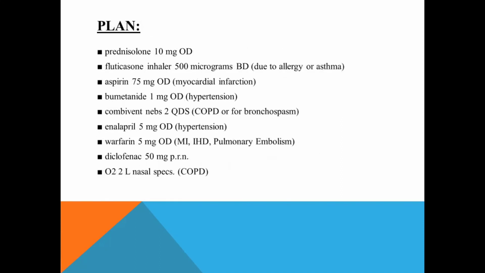So the plan for her treatment is here. Prednisolone, given in a dose of 10 milligrams once a day. Fluticasone inhaler, 500 micrograms twice a day. Aspirin, 75 milligrams once a day. Bumetanide, 1 milligram once a day. Combivent nebulizer, 2-4 times a day, enalapril 5 milligrams once a day, warfarin 5 mg once a day, diclofenac 50 mg as per need, and oxygen 2 liters by nasal specs.